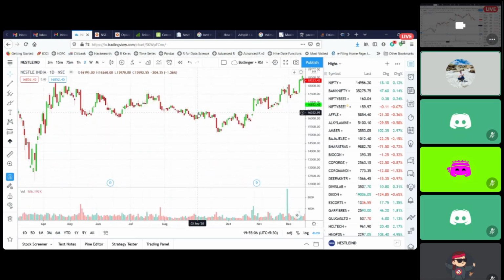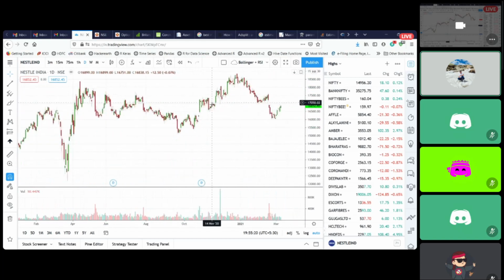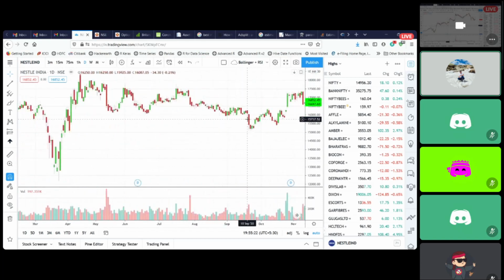So my entries were around 16,400. And then this happened, 21st of September. It just went down and closed below my entries. So I exited my positions here. And later on, it did go up again in here, but that's okay. I mean, my setup got broken here, so my stop loss got hit. I got out of my trades. If it would have gone up from here itself, it would have been a good trade, but it just hit it.